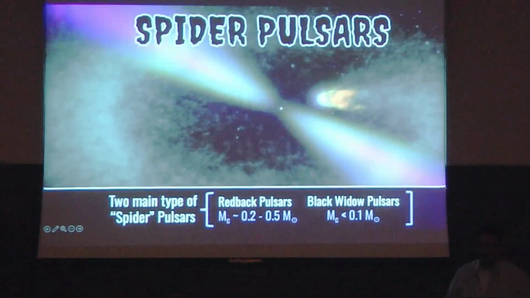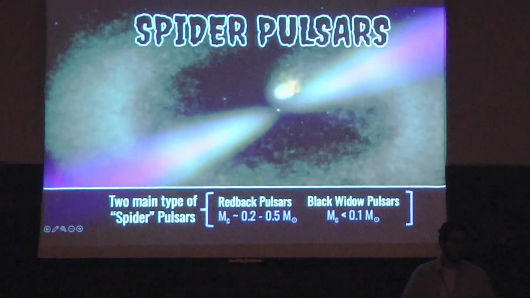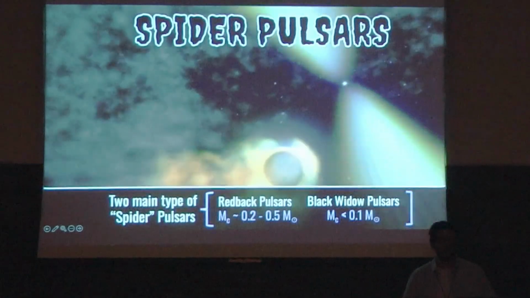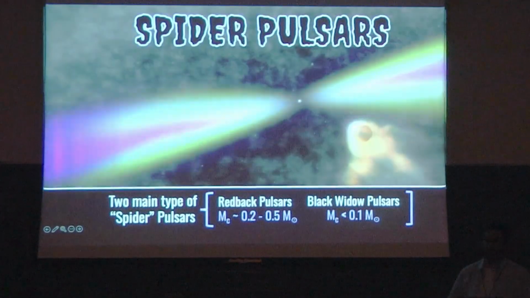And so maybe you're wondering, why are they called spider pulsars? Why are they called black widows and redbacks? Well, in much the same way that black widow spiders consume their mates, you have pulsars consuming their companions.